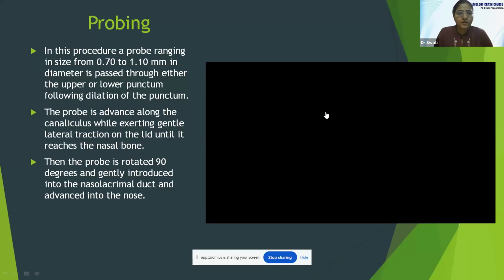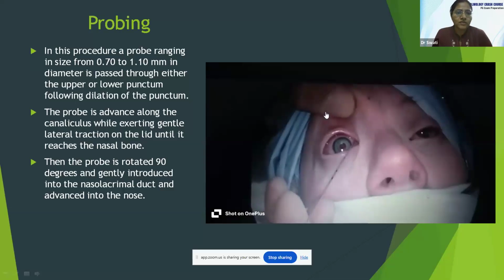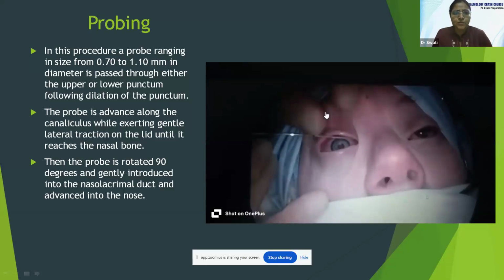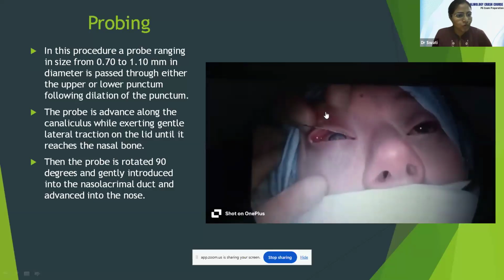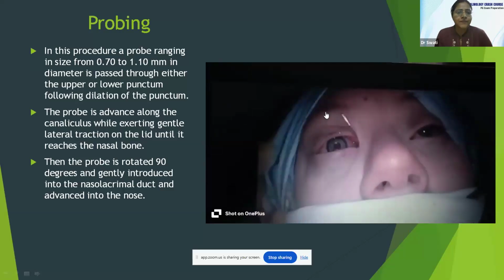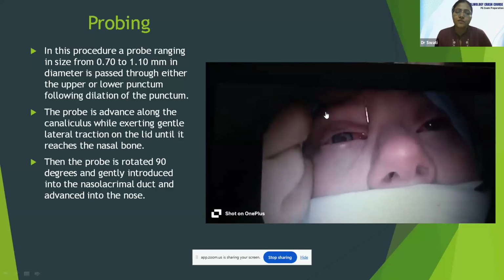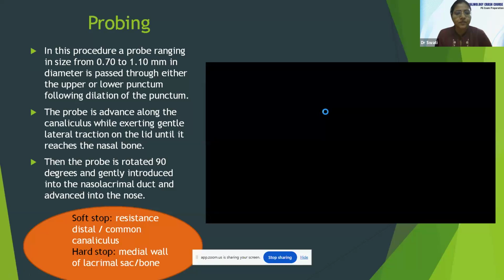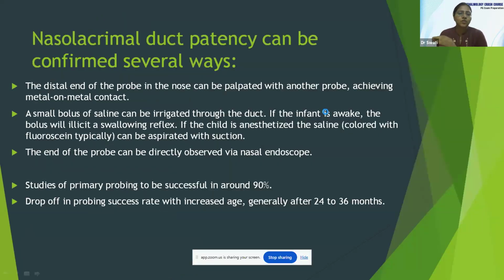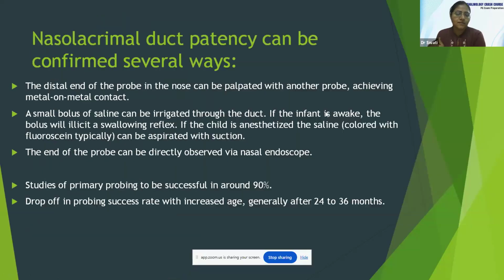In this procedure, a Bowman's probe, a 00 or 01, which is 1.1 millimeter in diameter, is passed through the upper punctum. The probe is advanced along the canaliculus while exerting gentle lateral traction on the lid. Then it reaches the nasal bone, and then it is rotated 90 degrees and gently introduced into the nasolacrimal duct and advanced into the nose. If you encounter a soft stop, that means there is a resistance at the distal or common canaliculus, and a hard stop means that there is the lacrimal bone, where you have to turn the probe 90 degrees.